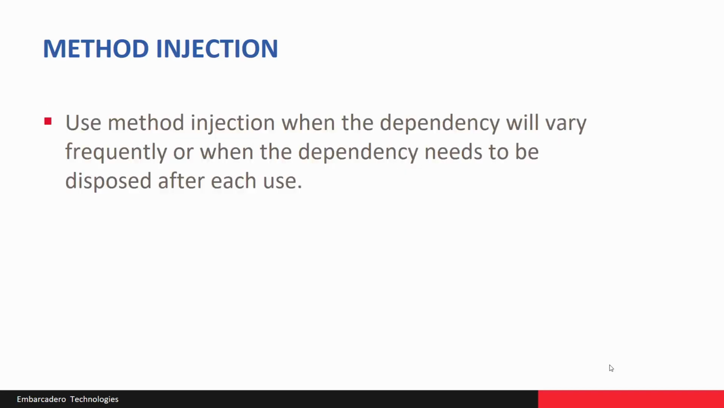Use method injection when the dependency will vary frequently or when the dependency needs to be disposed of after each use. So in the case of our ninja star, there may be any number of ninja star types, 4-pointed, 5-pointed, 20-pointed, whatever types of ninja stars that you want to throw, and you don't want to have to manage all of those as dependencies in the constructor when you want to just throw a star right away. So you can use method injection to pass in any type of ninja star that you want. So that is a varying dependency. You use method injection.